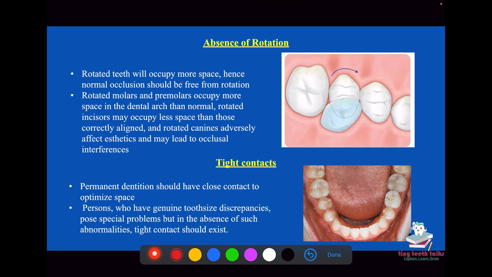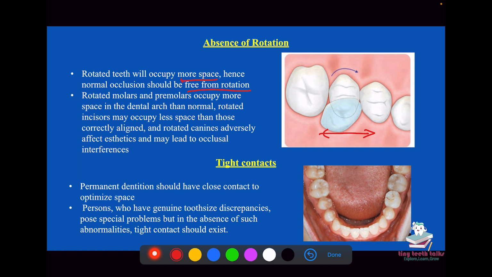Rotated teeth will occupy more space, hence normal occlusion should be free from rotation. Rotated molars and premolars occupy more space in the dental arch than normal, and rotated incisors may occupy less space than those correctly aligned, and rotated canines adversely affect aesthetics and may lead to occlusal interference.